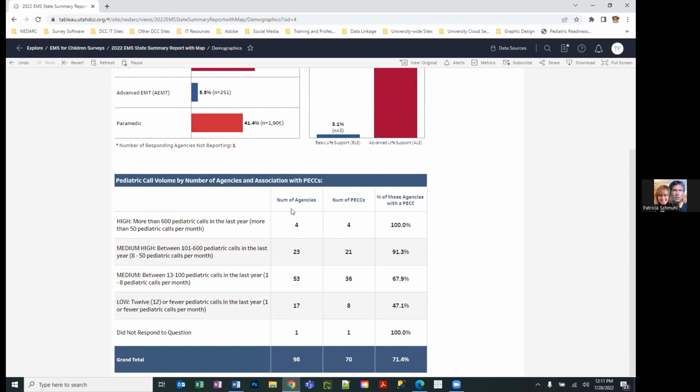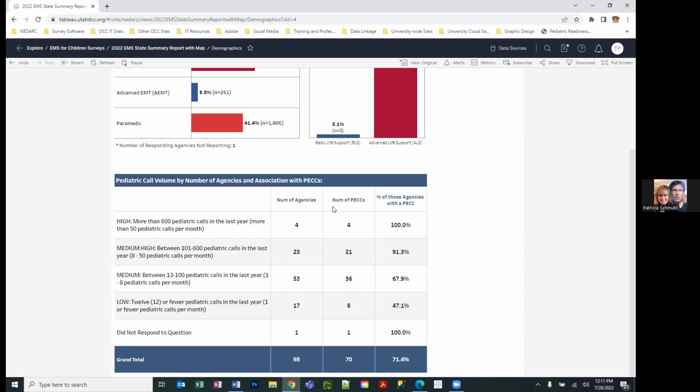So we have the number of your agencies that see a certain number of pediatric patients per year. A high volume is more than 600 patients, low volume is 12 or fewer. You can see in Kentucky, the highest number of agencies is 53, and they're in that medium group of 13 to 100 calls in the last year. And this was also an optional question, so there is somebody who didn't respond to that question.